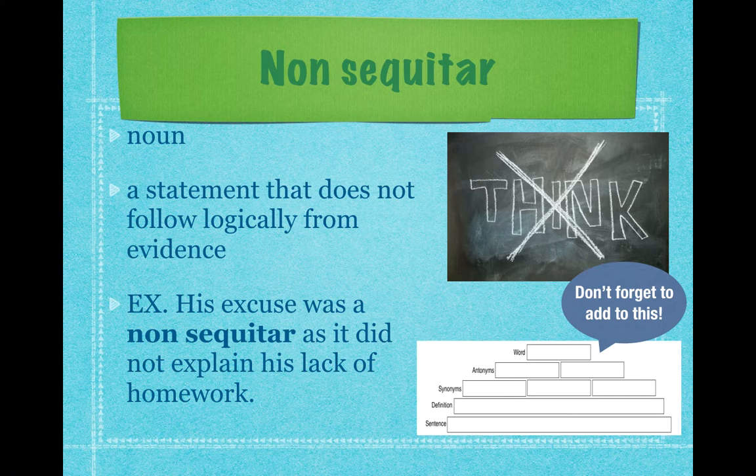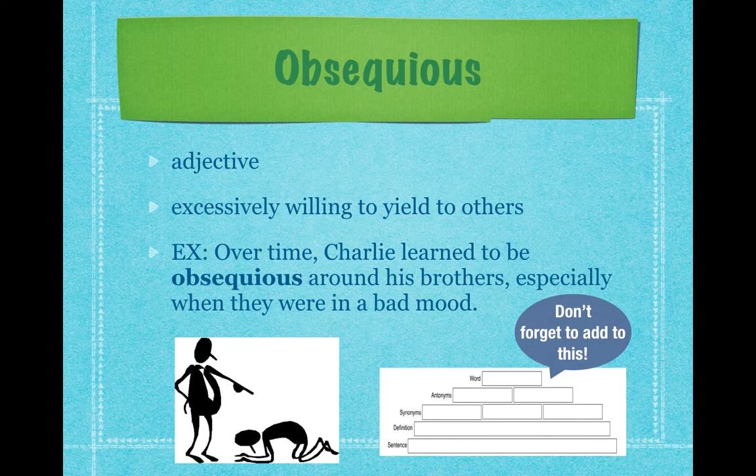The next word, this is the 8th word we're learning, is obsequious. This is an adjective, and it means excessively willing to yield to others, which should sound familiar. We learned another word that means almost this exact same thing, and hopefully you recognize that as being subservient. Subservient meant excessively willing to yield to others or submissive, which is the exact same definition that you see here for the most part. What that means is that subservient is a synonym of obsequious, so you can write subservient as one of the synonyms for your word pyramid.